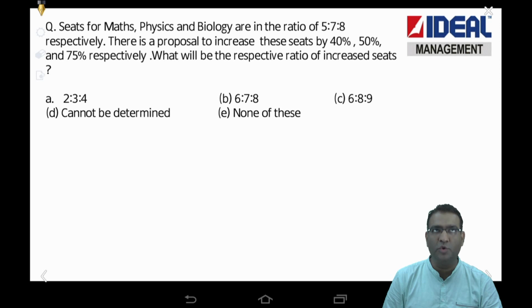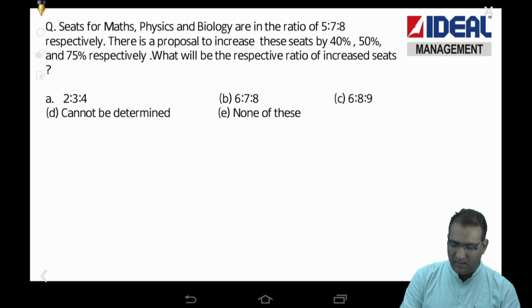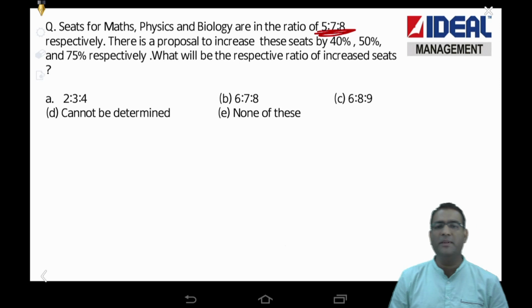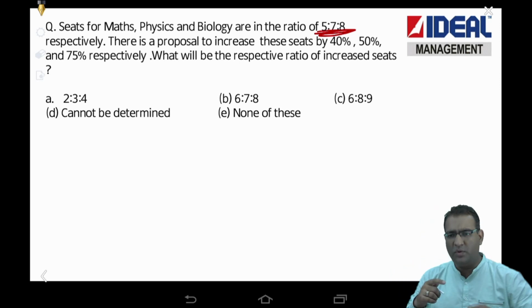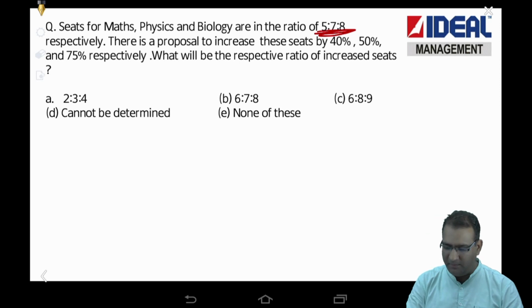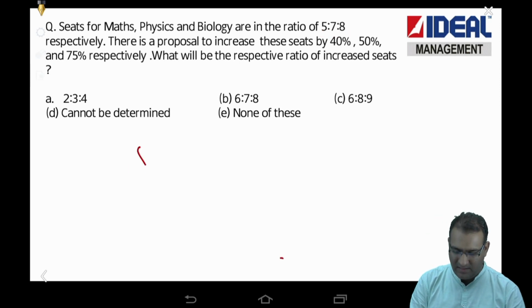Yet another good question here, let's see. Ratio of maths, physics, biology is this. There's a proposal to increase these seats by a given percentage. What will be the respective ratio now? Yes, so the first shortcut is what people will be able to use. That first shortcut, it's not a big problem. So I'll still tell you how.